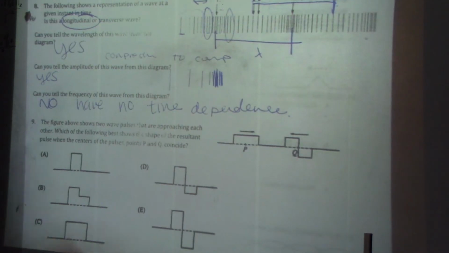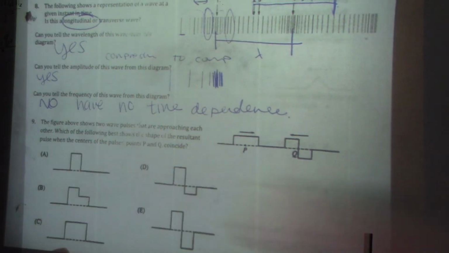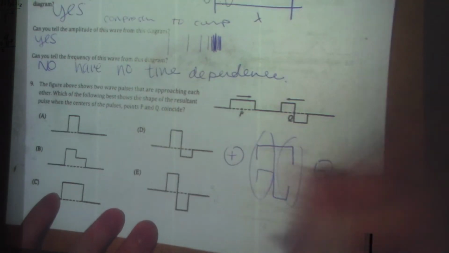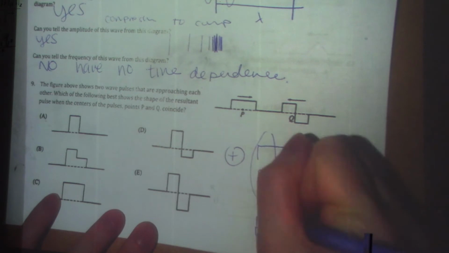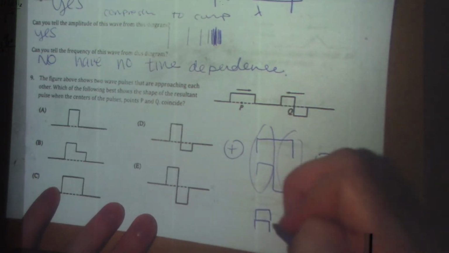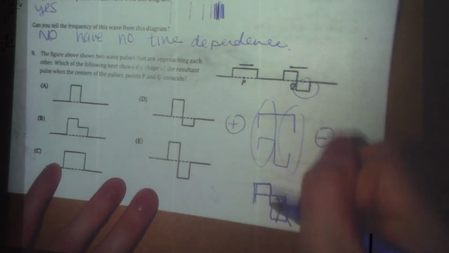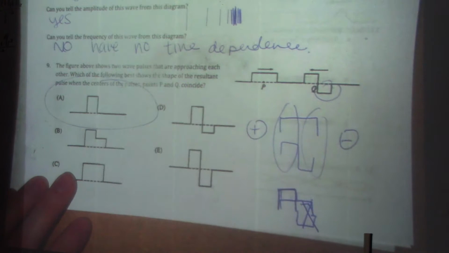Number 9, so two wave pulses are approaching each other, which shows the shape of the resultant. So you're going to have this one on top of this. If you think about it, at this point they're going to add, at this point they're going to subtract. So here you've got this one with another one on top, and at this point you've got the right half of the square with this one on bottom. So this is going to cancel out, and this is going to make just a bigger one, which would be A. Hopefully those drawings helped.